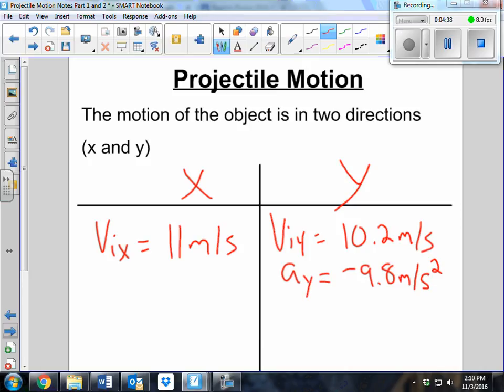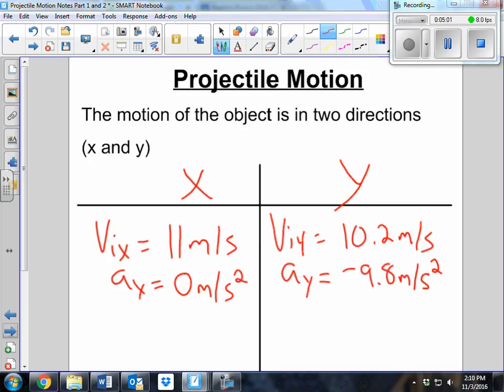Now, we also know our acceleration on the x. We are ignoring air friction, so the acceleration on the x is 0 meters per second squared. Just to review, forces cause an acceleration, and acceleration causes a change in velocity. Because we have no force on the x-axis, we have no acceleration.